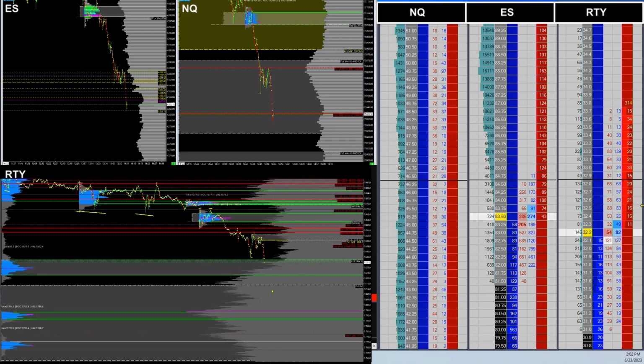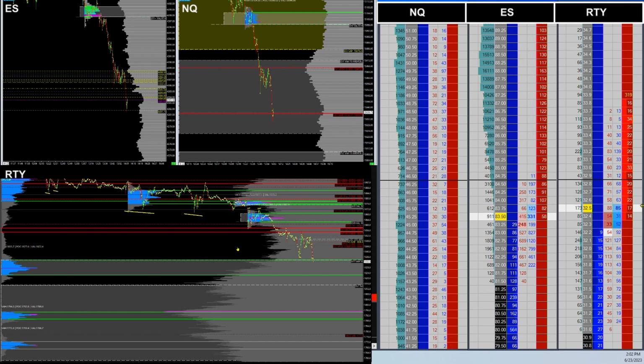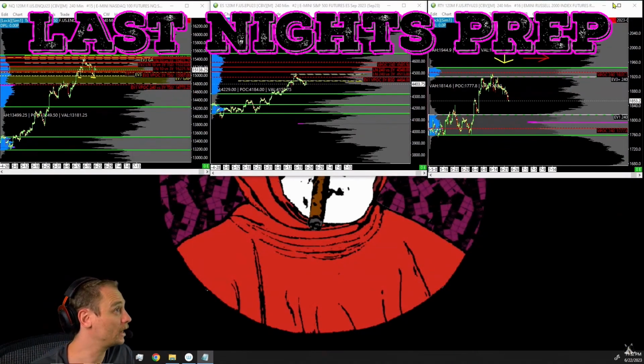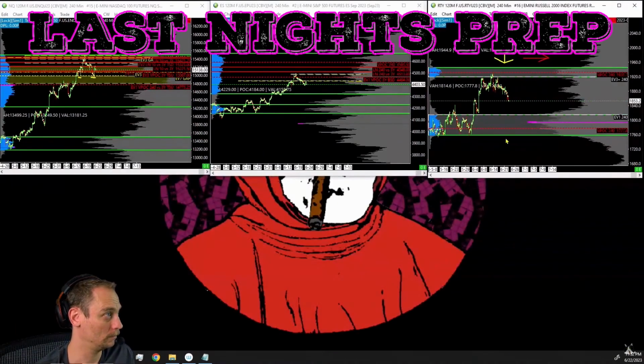In prep, I talked about Russell needed to go here, and it did. All right, guys, we're going to do a Russell forecast here. What do I think is going to happen? I think higher time frame, we're in a slide. This is a pattern for a downtrend that goes range that slopes over. I think we're going to go down.